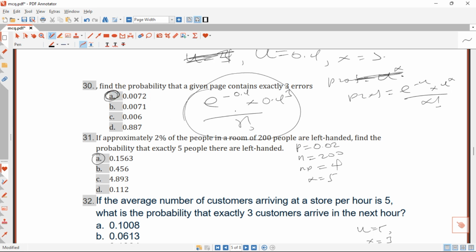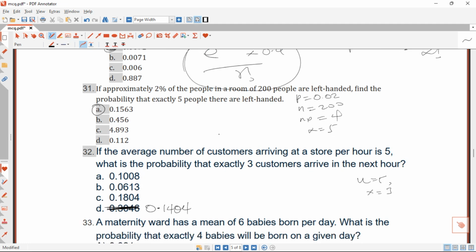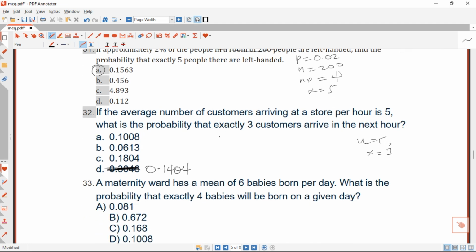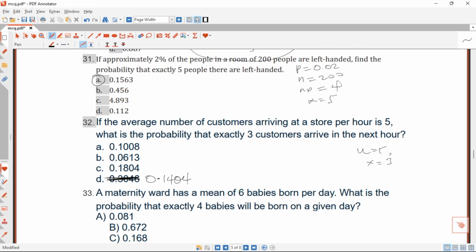I'm going to punch it on the calculator, right? I will leave the question. Okay, let me solve question 31, and I'll give you questions 32 and then 33 as an assignment. Solve it and share it in the comment section below.